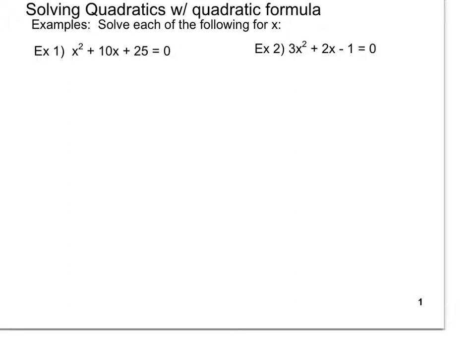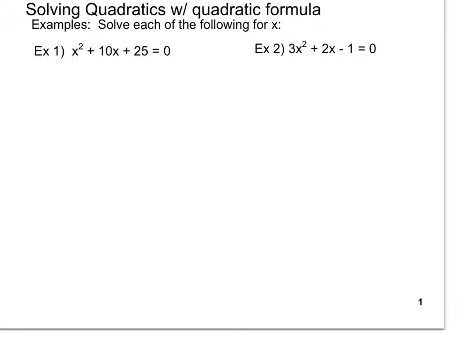So if I look at example 1 here, the first thing I want to point out is that I wouldn't typically choose to use the quadratic formula to solve it. The reason is I can see that 5 times 5 gives me 25 and 5 plus 5 gives me 10. So I could factor this to be x plus 5 times x plus 5 equals 0 and then use my zero product property. However, I wanted to choose a beginning equation on the more simple side, so that is why I chose one that can be factored.